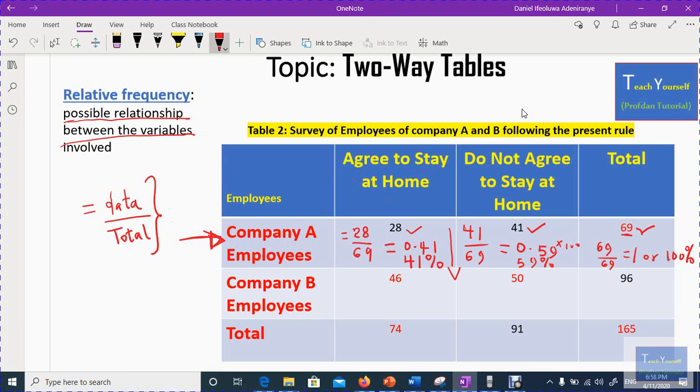A relative frequency value of 50% and above shows a strong relationship between the variables. So for company A employees, 0.59 or 59% is showing that more than half of the company A employees do not agree to stay at home.